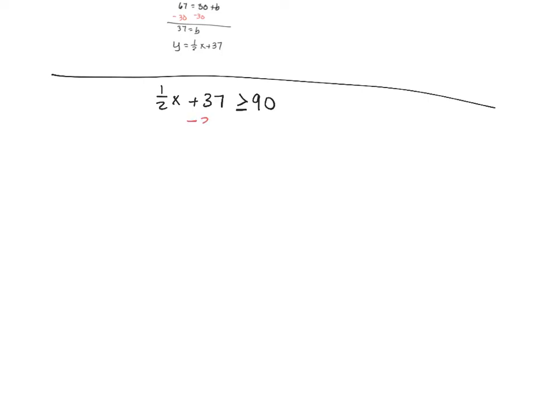Okay, so I'm going to subtract this 37 from both sides. So I have 1/2 x greater than or equal to 53. Next we need to multiply both sides by 2 to get rid of that 1/2. And so I have x is greater than or equal to 106. So according to the linear model, Lorraine would have to study at least 106 minutes per day in order to receive at least 90% on her weekly exam. So again, this data was unique to Lorraine.